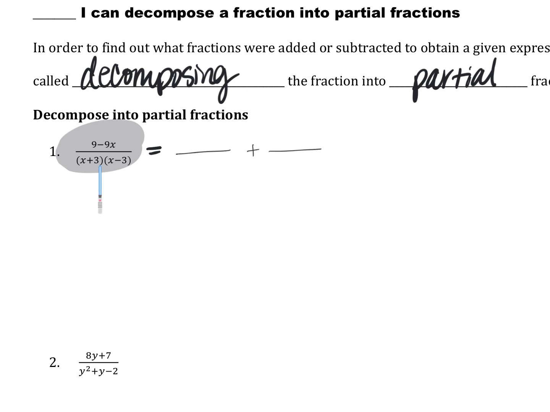To figure out what fraction, just break this guy apart. One denominator is going to be an x plus 3. Another denominator is going to be an x minus 3. So I'm going to put x plus 3 and x minus 3. And we don't know what the numerator is going to be. So guess what we're going to say? I don't know what's going to go up there. I'm going to call that A. I don't know what's going to go over there. I'm going to call that B. This is our setup.